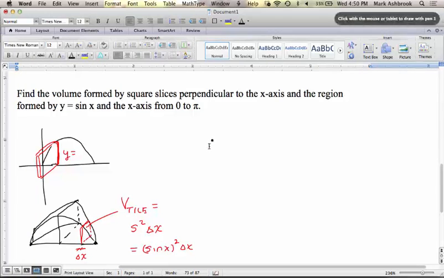So that's the volume of a typical tile, and we're going to have all the tiles from what to what? Yeah, the first tile will be here at 0, and then we'll have all the tiles, the square tiles, stacked vertically, starting at 0 all the way to pi. And the volume of each tile is sine x squared dx.